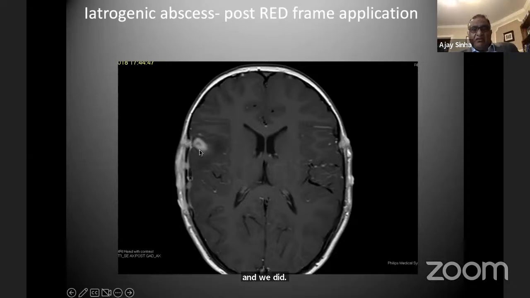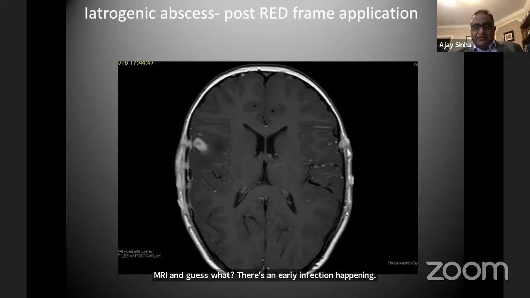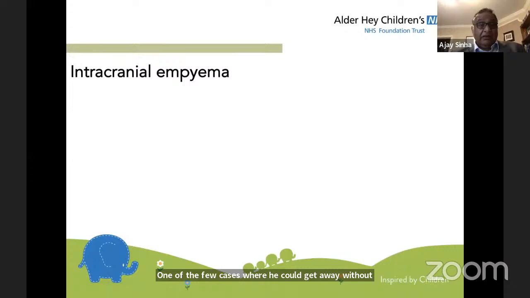One of the pins had gone through the dura. So this is a classic iatrogenic abscess. Fortunately for the kid, this one we got away with just a course of antibiotics, and it resolved with medical management. One of the few cases where you could get away without doing active aspiration. This one we got away with, and the child has done very well.